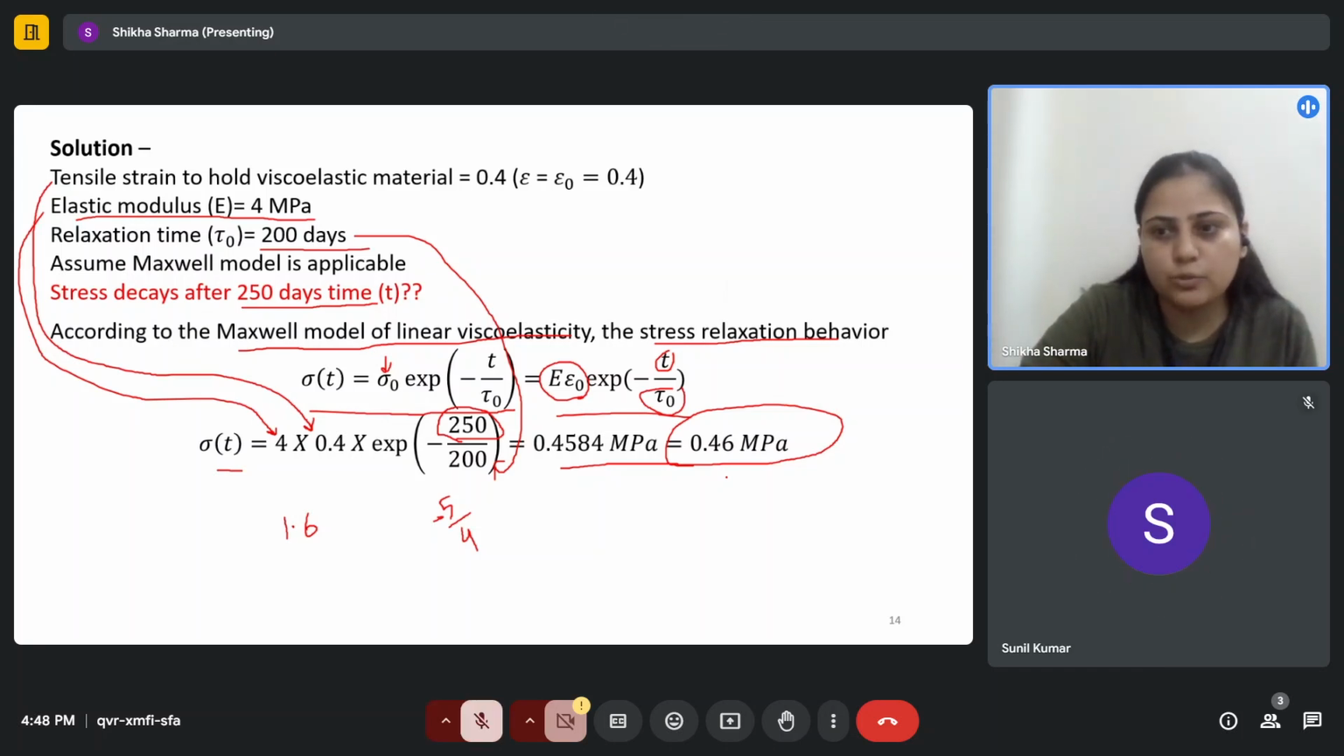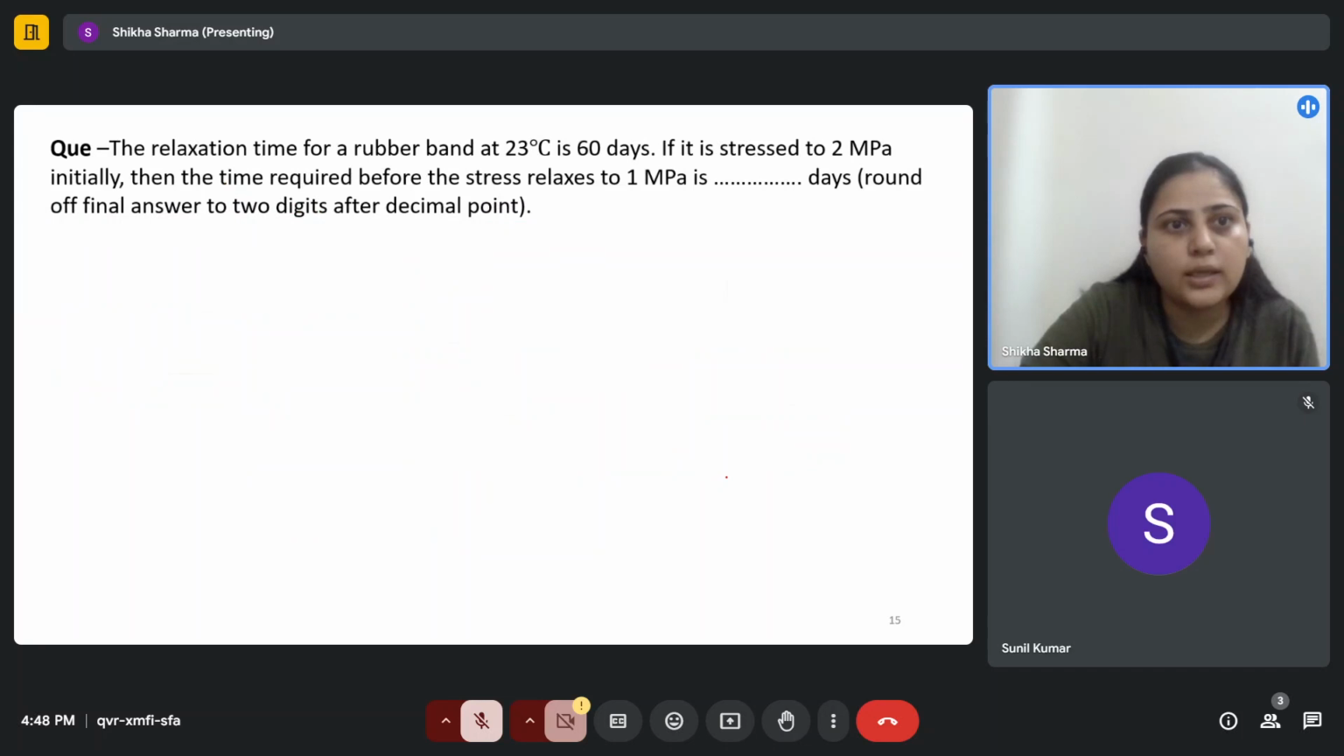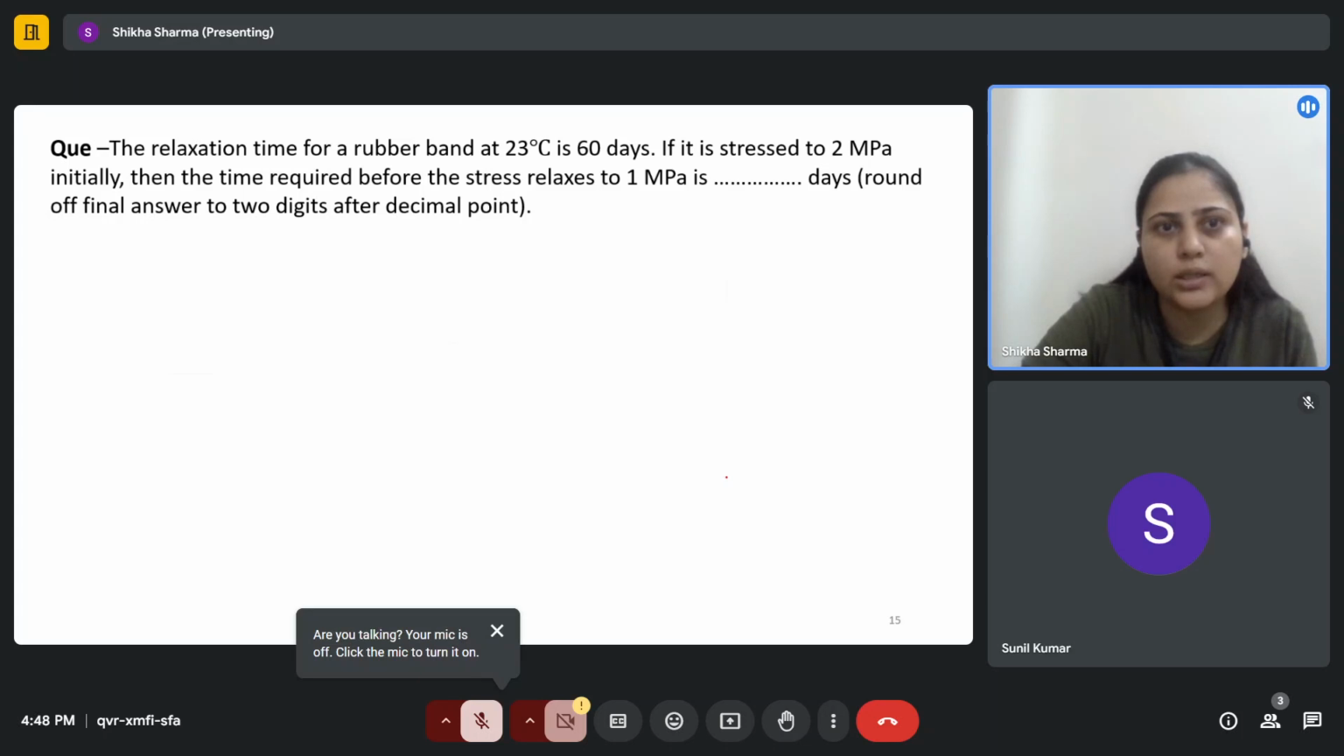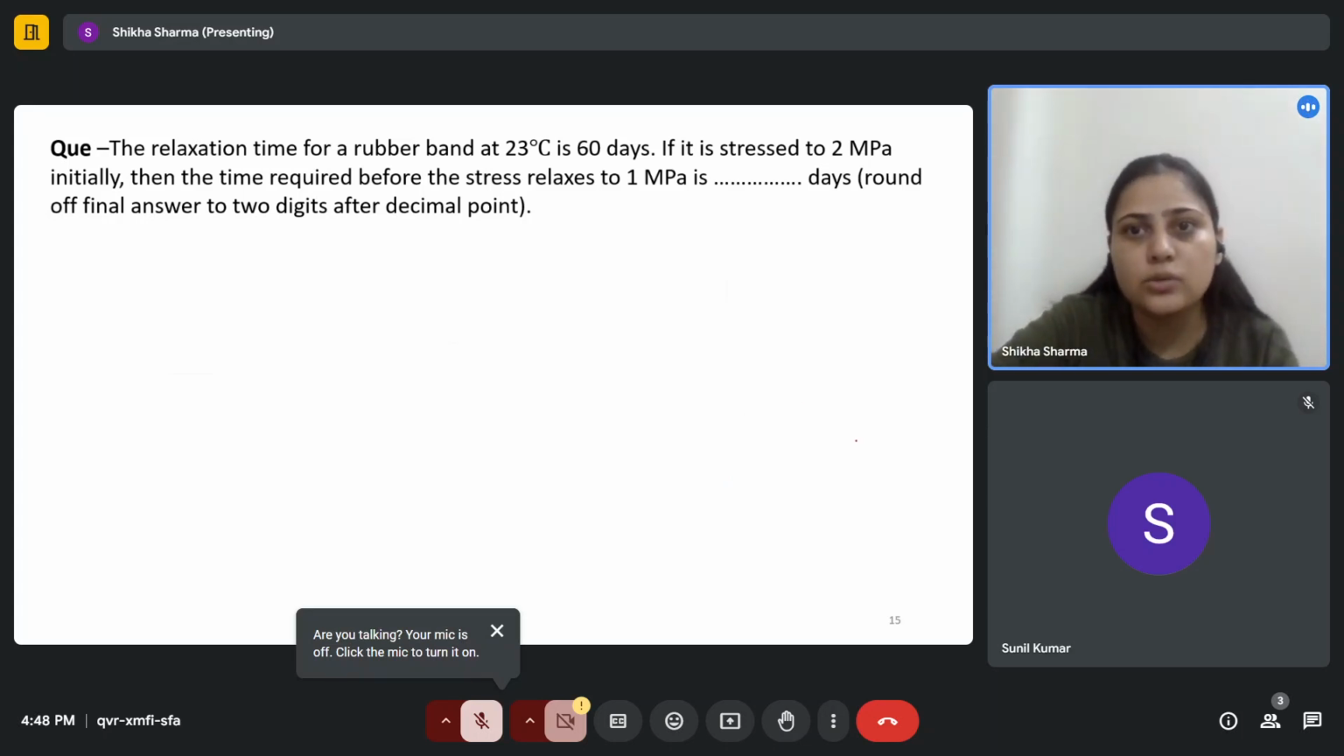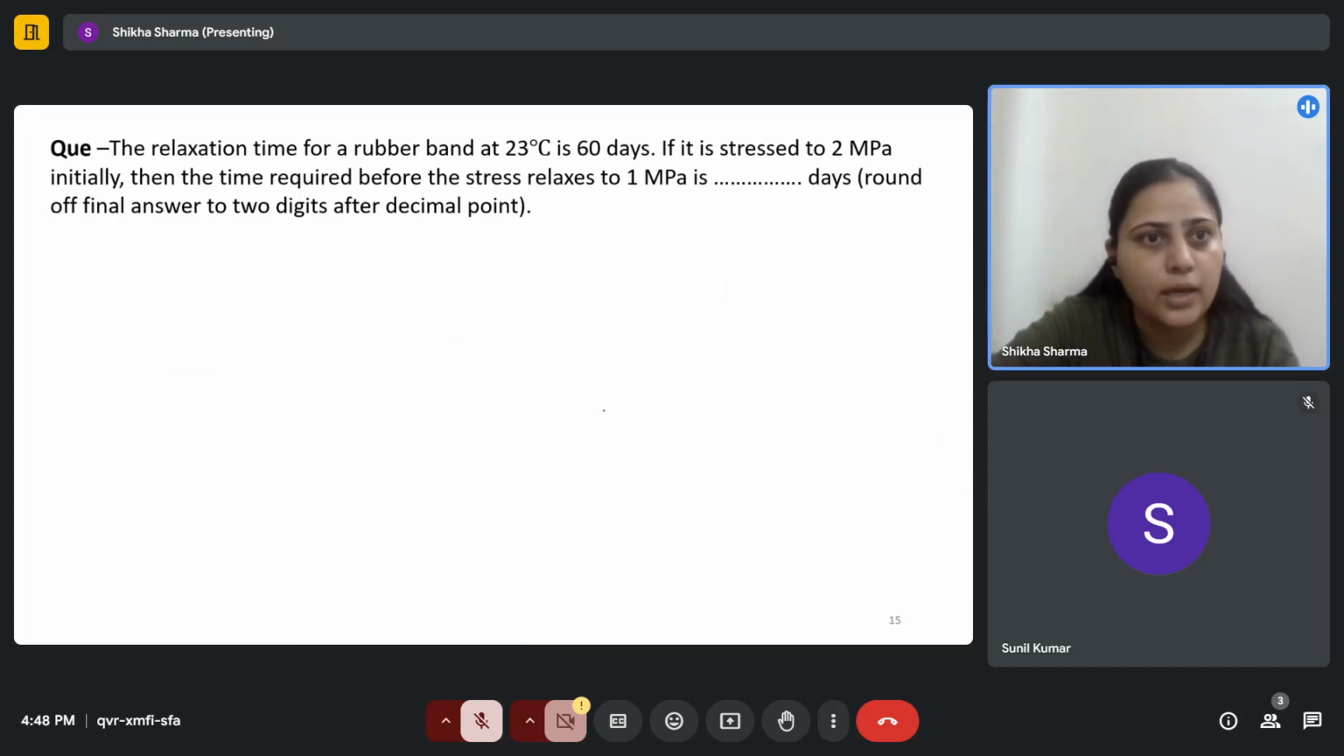Next, let's move to the next question. The relaxation time of a rubber band at 23 degrees Celsius is 60 days. If it is stressed to 2 megapascal initially, then the time required before the stress relaxes to 1 megapascal is dash days. So the relaxation time of a rubber band is given as 60 days.